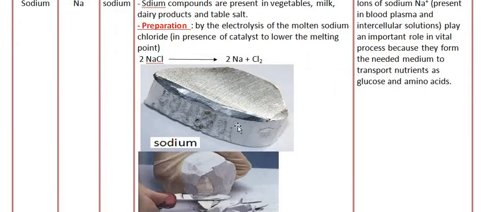This is the image of sodium. It is a soft metal, silver in color, but it can be cut easily. Sodium ion plays an important role in the blood plasma. Sodium ion plays an important role in the transport of nutrients such as glucose and amino acids.